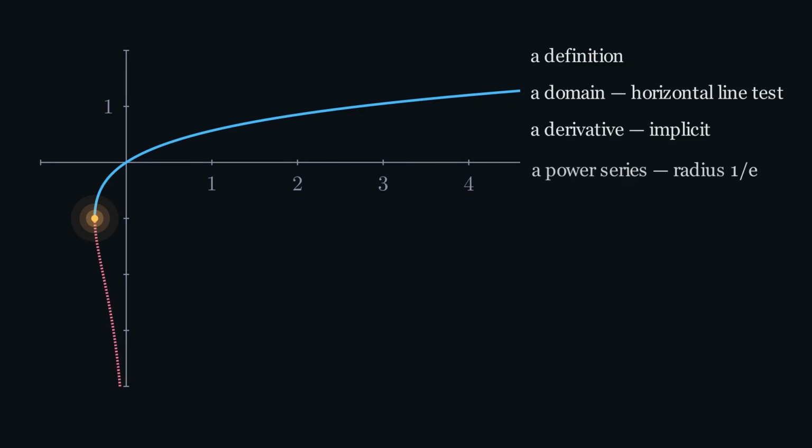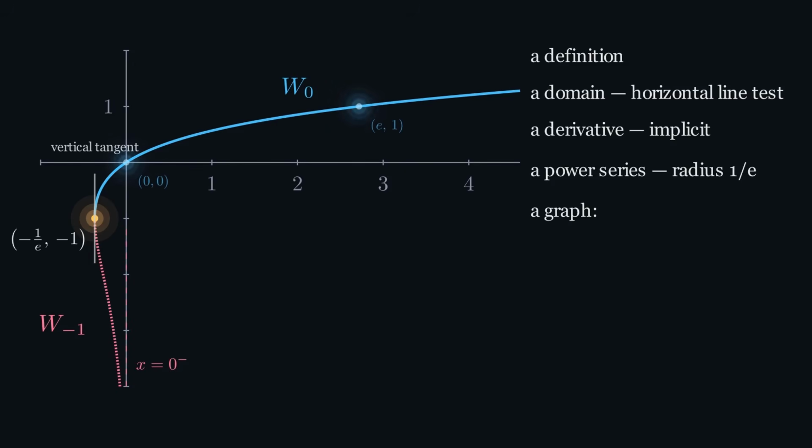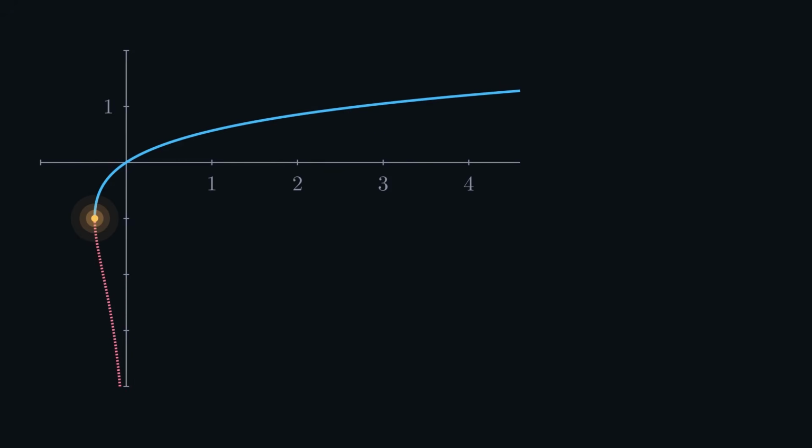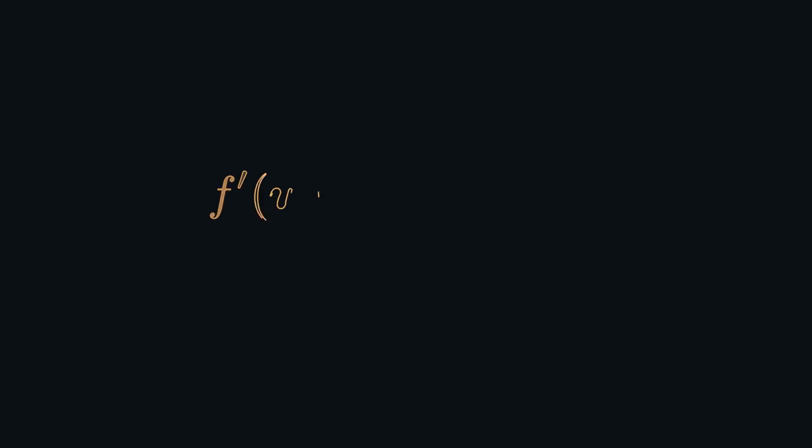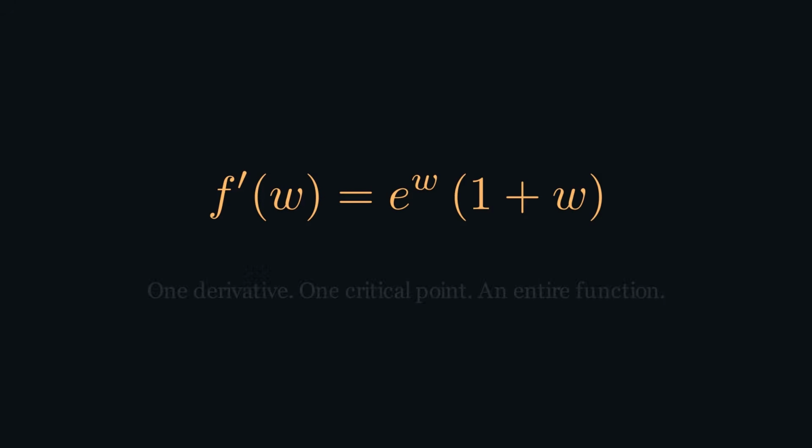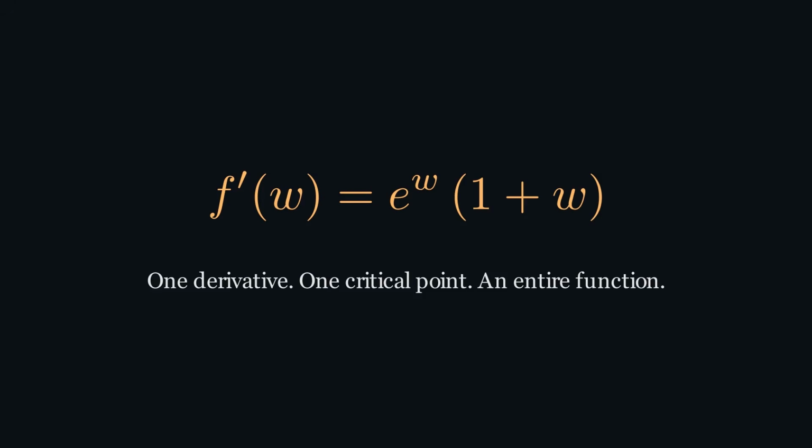It has a power series whose radius of convergence secretly encodes its own singularity. And it has a graph whose every feature, the fold at negative 1 over e, the vertical tangent, the 2 branches, the slow logarithmic climb, all of it traces back to one single line of calculus. F prime of w equals e to the w times 1 plus w. One derivative, one critical point, an entire function.